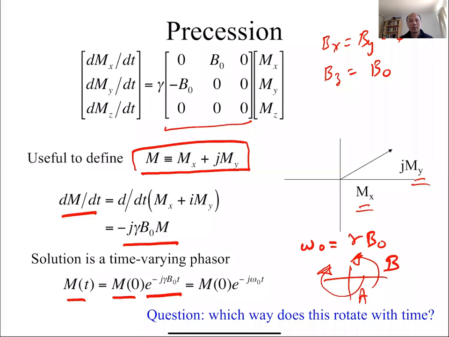Go ahead and pick either A or B. Which way is it going to rotate, A or B? About 10 more seconds, so just take your best guess. This is an anonymous poll, so if you guess at it, that's actually all we're looking for.